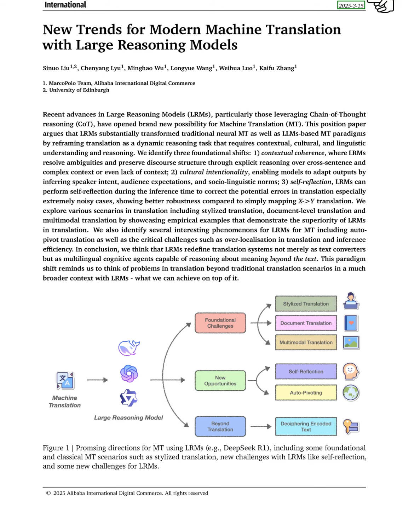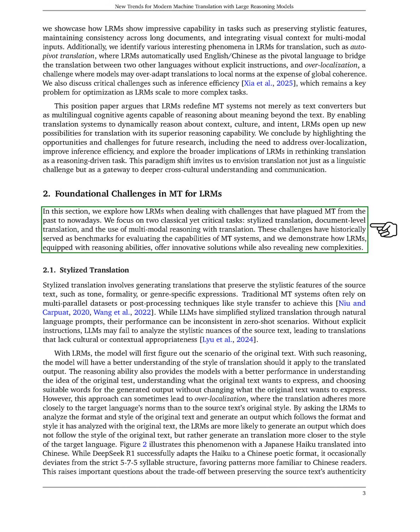Section: Introduction. In this section, we examine how large reasoning models, LRMs, address challenges that have long affected machine translation, MT. We focus on two key tasks: stylized translation and document-level translation, along with the integration of multimodal reasoning. These tasks have historically been used to assess MT systems, and we demonstrate how LRMs, with their reasoning capabilities, provide innovative solutions while also introducing new complexities.